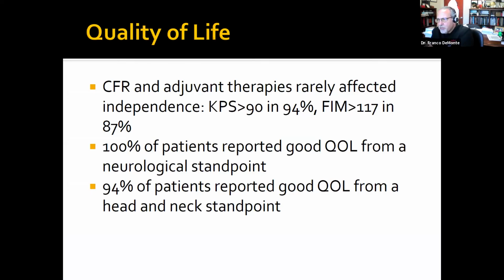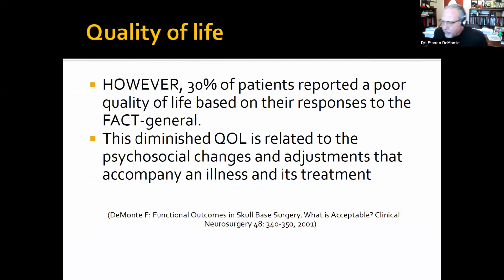Finally, we looked at the quality of life in these patients to make sure we weren't negatively affecting their ability to live a happy life. And when we looked at these patients, we found that 100% of our patients from a neurologic perspective had a good quality of life. 94% of our patients had a good quality of life from a head and neck standpoint. And then we had independent function in the majority of patients following that resection. And this is important, and why we have people like psychologists and social workers on our multidisciplinary team, is that 30% of patients in our group reported a poor quality of life based on their responses to the general questionnaire. And that really was an indication of problems with dealing with psychosocial changes and having to make adjustments because of their disease and its treatment. It's important to understand that, realize it, and offer the appropriate management to those patients and their caregivers for these problems.